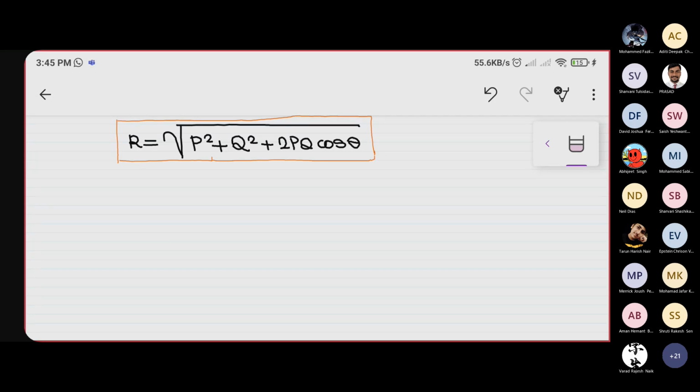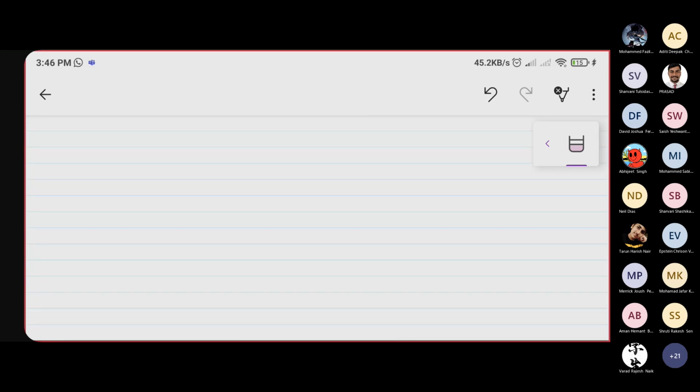Done. So we'll continue with... So numericals we will solve during the next online lecture. So I will show you another thing, that is the representation of force system.